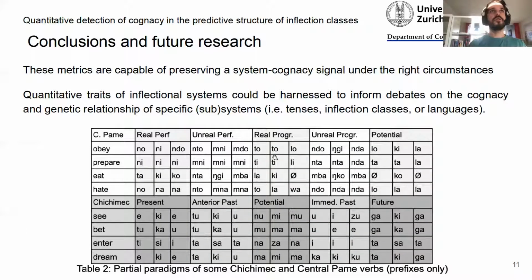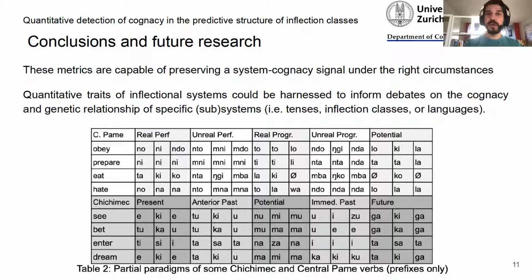So the overall conclusion then is that these metrics, at least under the right circumstances, are able to preserve this phylogenetic signal or some signal about system cognacy. Now, if this holds against other language families, then this means that metrics like these, or these approaches, could be harnessed by historical linguists to inform debates on the cognacy and genetic relationship of specific subsystems, be these tenses or inflection classes or languages. We refer to cases like these.